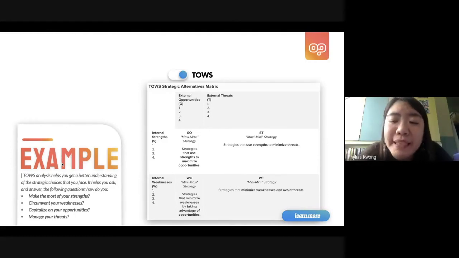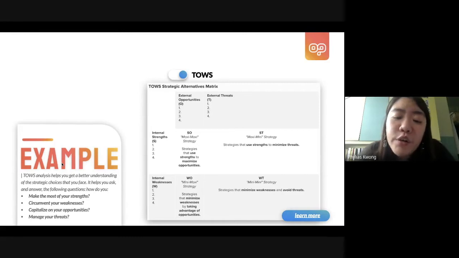The second one is about strength and threat. We call it maxi-mini strategy. This is a strategy where we use our strength to minimize the threat. For example, one of the strengths of oGV is that we have a very big membership. But one of the threats is that we cannot do physical attraction because of COVID-19. So we can use our membership to do more seeding digitally to help us minimize the threat.